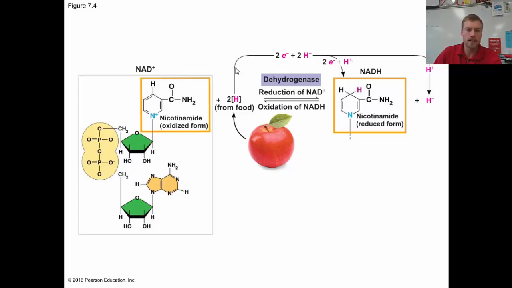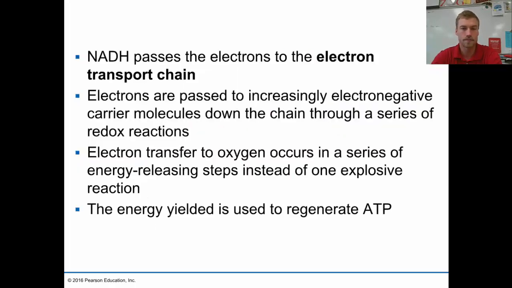We can see when it is oxidized that we add on the hydrogen here with its 2 electrons in order to form that bond. Again, don't need to know specifically the structure of NAD plus and NADH, but you do need to know that it's a very important electron carrier that we're going to be discussing a lot. So NADH is going to pass its electrons to the electron transport chain.